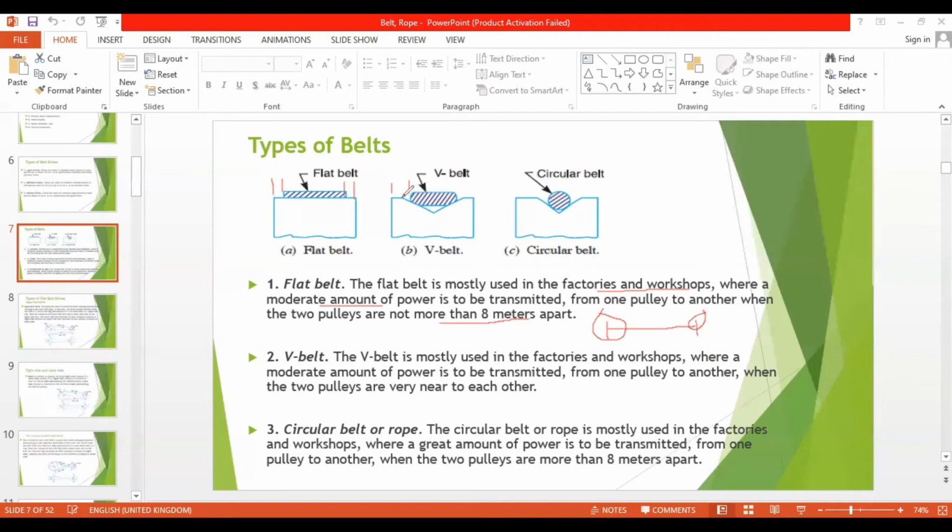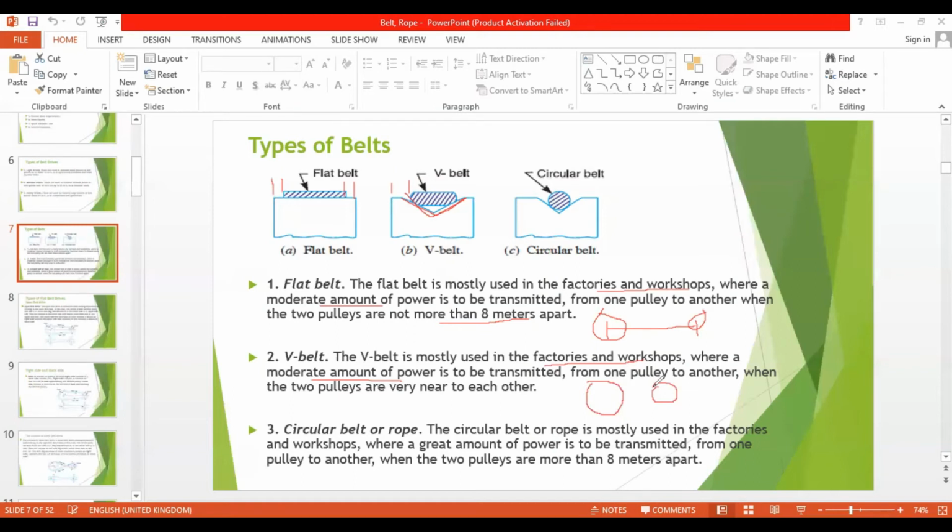V belt. It is named V because you see the pulley is in the shape of a V. V belt is mostly used in factories and workshops where a moderate amount of power is to be transmitted from one pulley to another, where the two pulleys are very near to each other. If they are too near to each other, we will use this V belt.